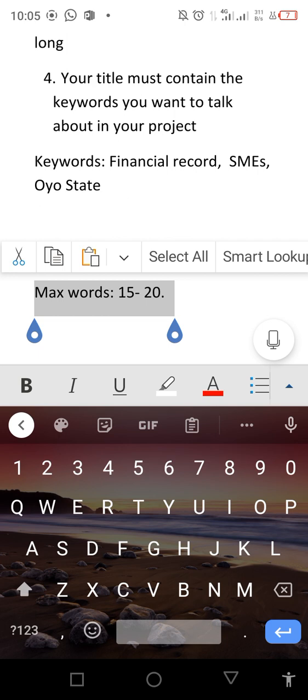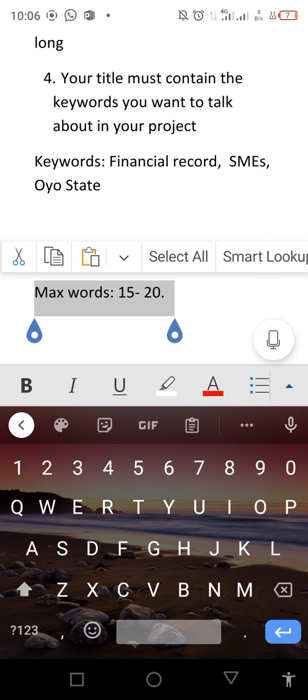It depends on your supervisor. It depends on what you want to write on. It depends on your institution. Every institution has their own rules. Your supervisor has his own rules. Your department has their own rules too. So it depends on the rules already set as regards how your projects must look, starting from your topic.